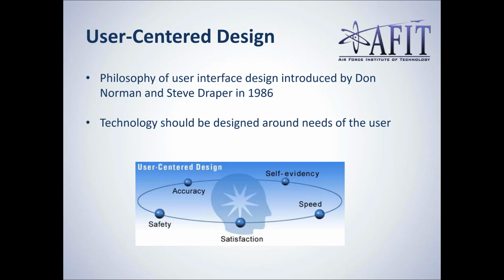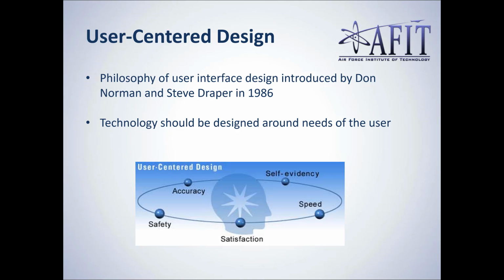However, in a system where it's possible that a user is going to become harmed, self-evidency isn't the most important design goal that we want to achieve, but instead perhaps safety is. Or maybe we have an interface where the speed of the user's reaction to an adversary becomes essential for their survival. And in this case, we may want to design the interface with speed as the primary indicator of success rather than self-evidency or even safety.